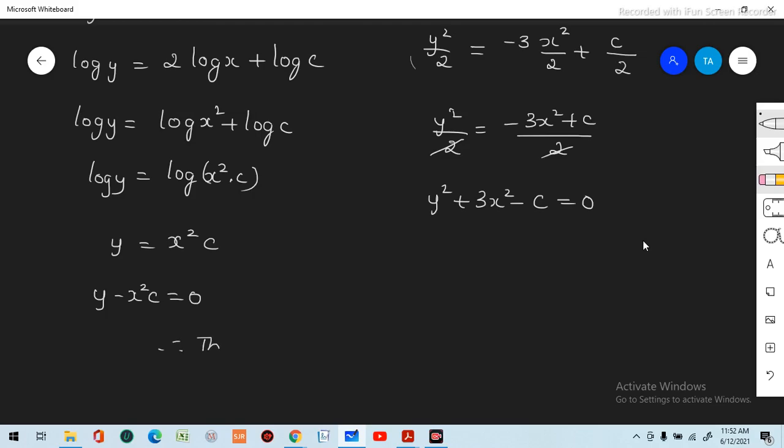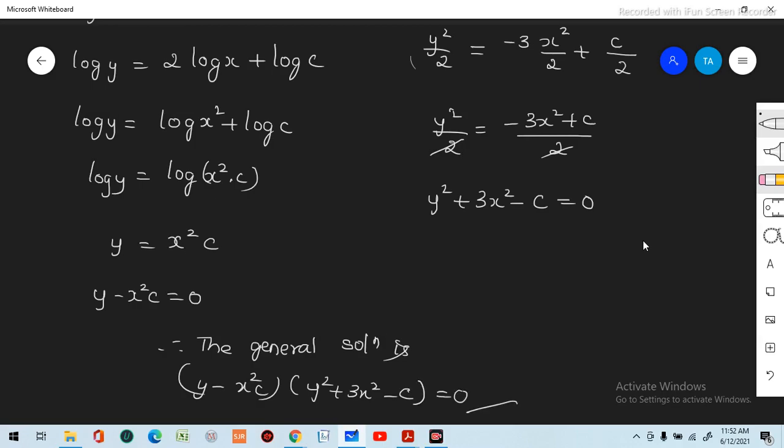Therefore, the general solution is (y minus x square c) into (y square plus 3x square minus c) is equal to 0. Is it clear, guys? The method? You have understood this concept. Okay, now I'll show some problems similar to this.